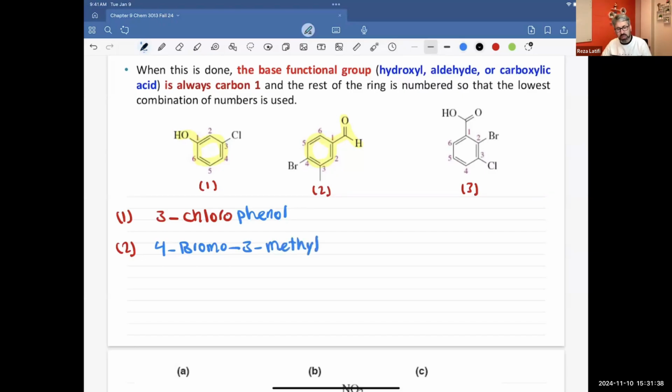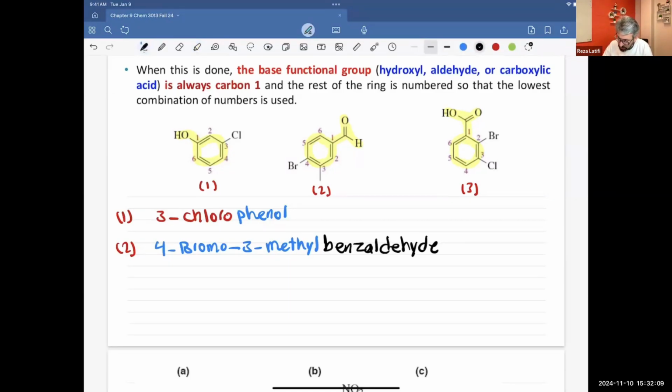Next, I'm going to say the name of the highlighted section. That's going to be benzaldehyde. So I will say 4 bromo, 3 methyl, and then I say benzaldehyde. Okay, so it will be 4 bromo, 3 methyl, benzaldehyde. Okay, next one we have a carboxylic group attached to the ring. So this one, it will be benzoic acid.